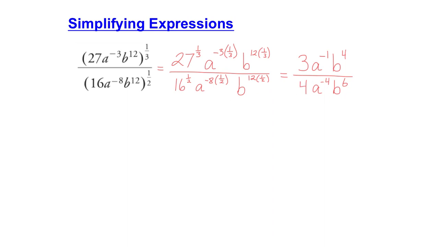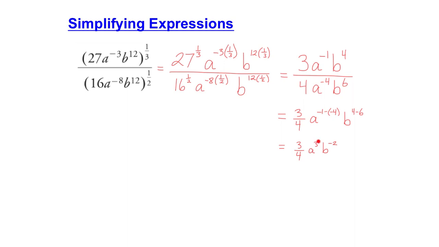Now I can keep simplifying this expression because I'm dividing powers with the same base. 3 divided by 4 is 3/4. A to the -1 divided by a to the -4 is a to the -1 minus -4. B to the 4 divided by b to the 6 is b to the 4 minus 6. Remember, when you're dividing powers with the same base, you subtract the exponents. So when I do that, I end up with this.